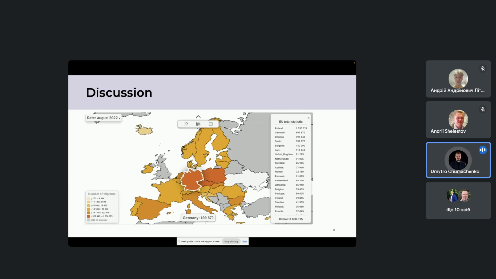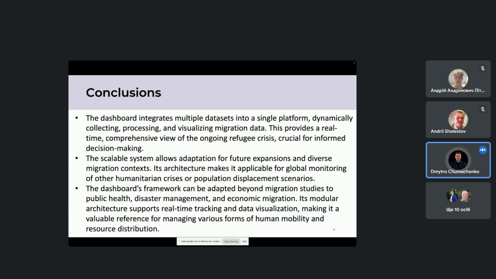Also, the dashboard's current geographic coverage is primarily focused on European countries, which reflect the primary destinations for Ukrainian refugees, and expanding the dashboard to include migration data from other regions and tracking internal displacement within Ukraine would provide a more comprehensive view of the crisis, and this would be particularly beneficial for stakeholders involved in Ukraine's broader humanitarian and recovery efforts.